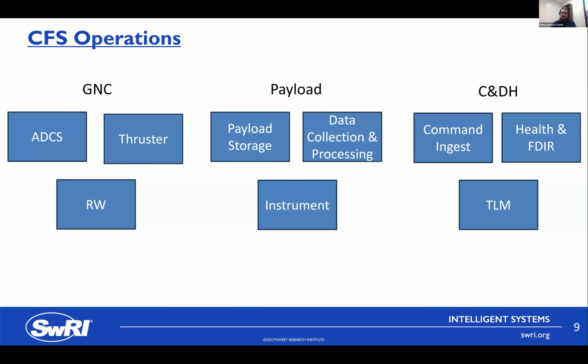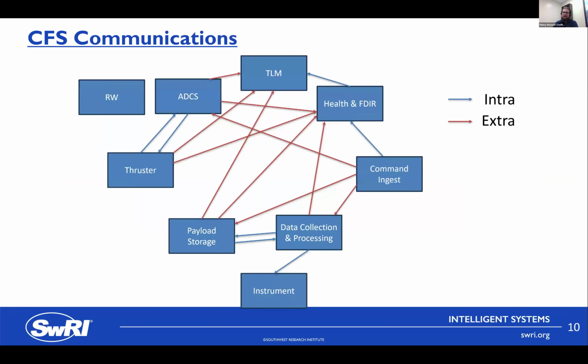So some of the special ones: you have your payload storage, your data collection and processing, and instrumentation at the payload level, and then guidance, navigation, and control, that's managing the thruster or wheel activation, and command and data handling, which is handling all the command ingest and health and telemetry. And all of these data flows have communications with each other. So there's both intra and extra communications. Within these data flow segments that we've categorized, they have communications with each other and also with these other data flows. So extra level communications.